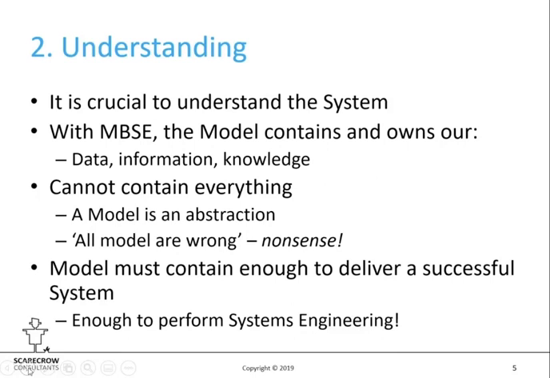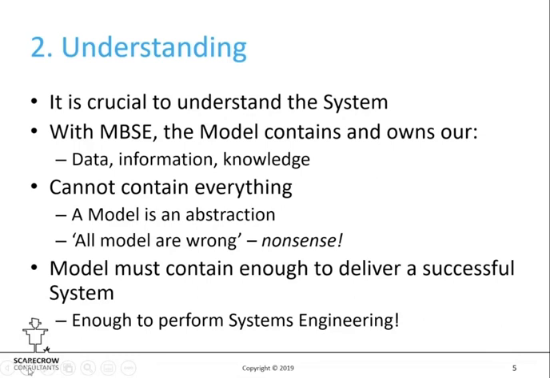The model is not intended to contain every single bit of information. It never has. A model that has every single bit of information in it is the actual system. Okay, it's not an abstraction. The model is an abstraction of the system. What we need to make sure is that the model contains enough information, enough data, enough knowledge in order to deliver a successful system. Or to put it another way, it needs to contain enough data, information and knowledge in order for us to perform our systems engineering. And that's what's key to doing this.